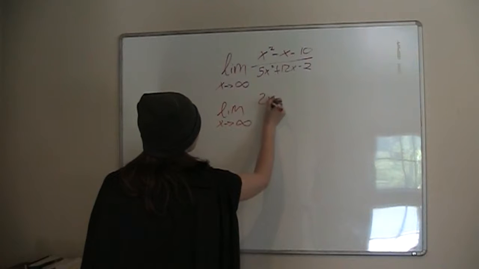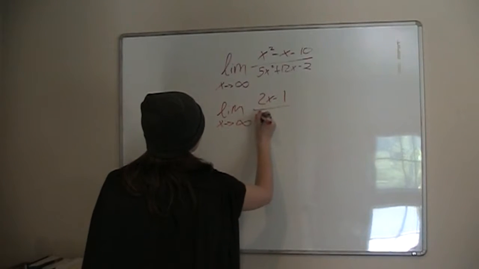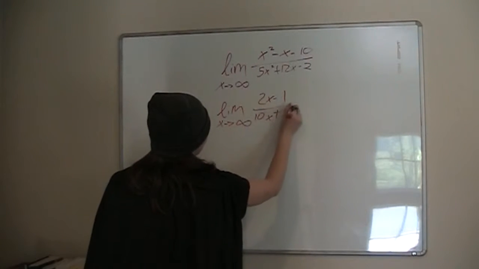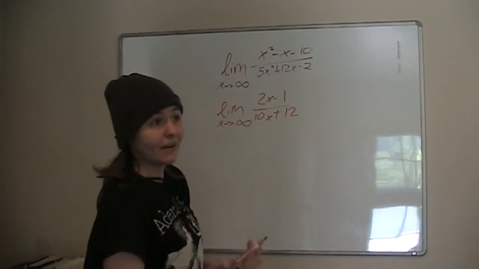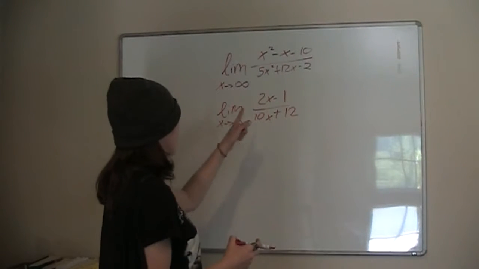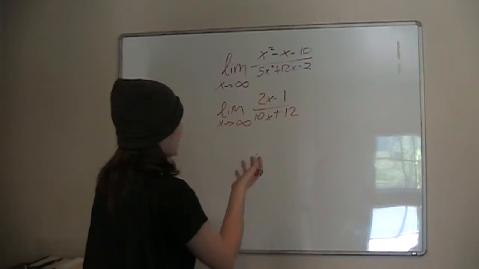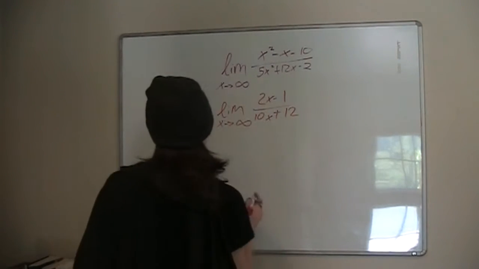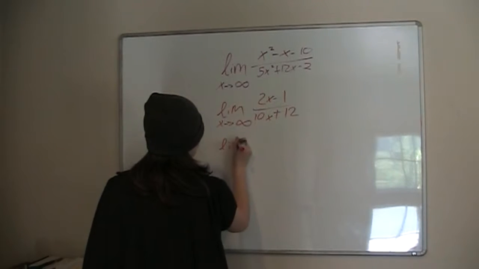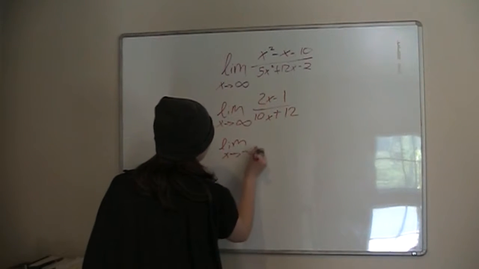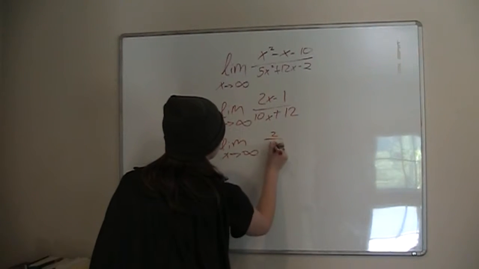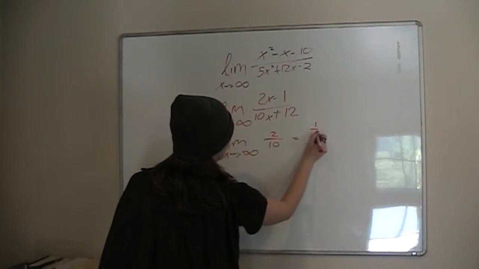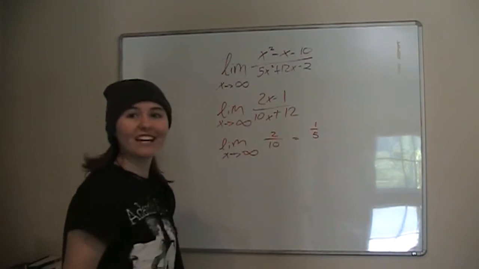So 2x minus 1 over 10x plus 12. Now, we do the same thing we did the first time. Plug in infinity for x, and again we get infinity over infinity. So all we're going to do is take the derivative of the top and the bottom again. Limit as x approaches infinity of 2 over 10, which reduces to 1 over 5. And there you have the answer.